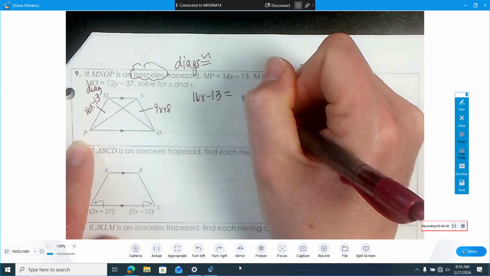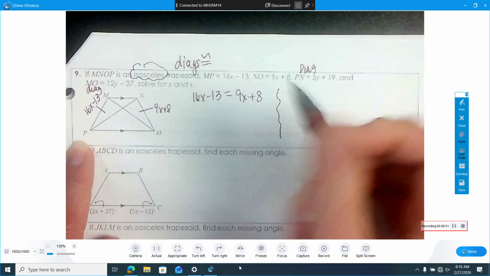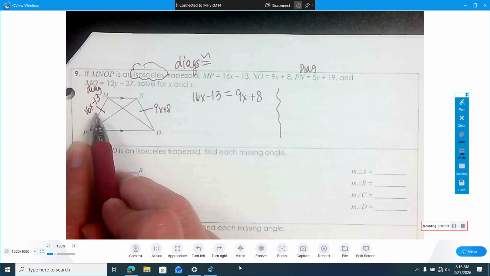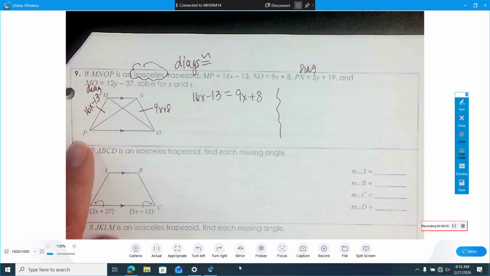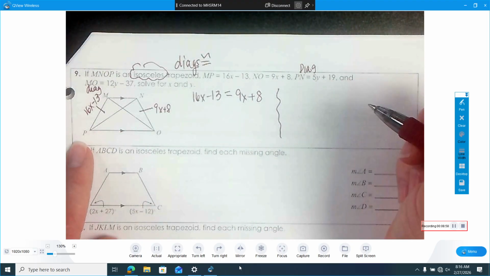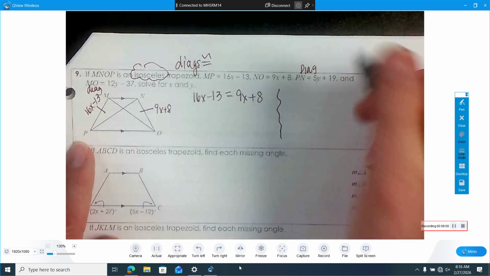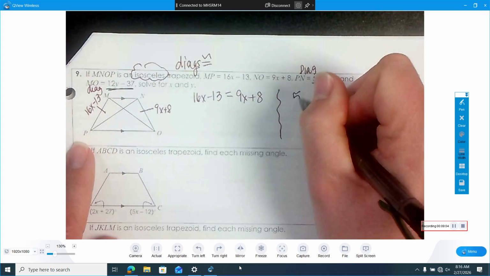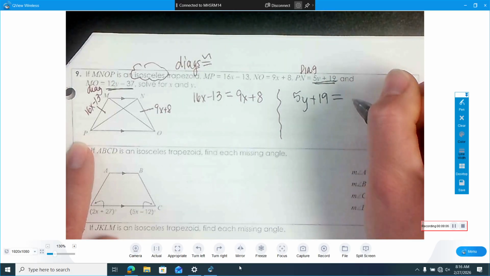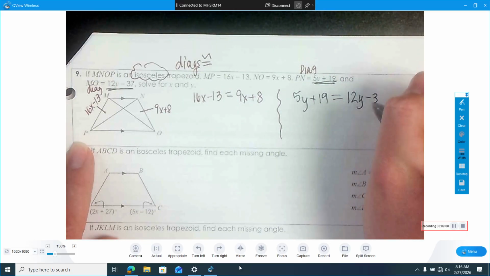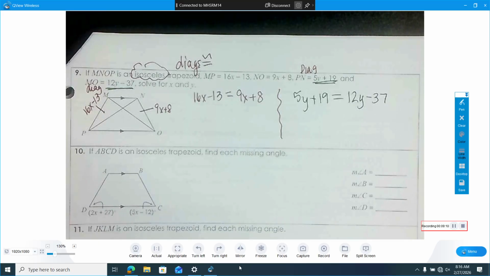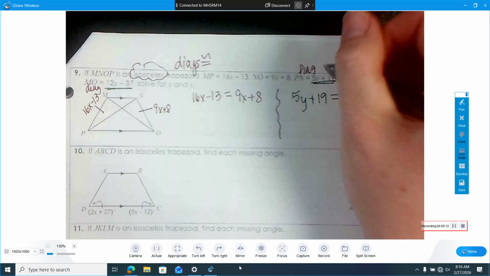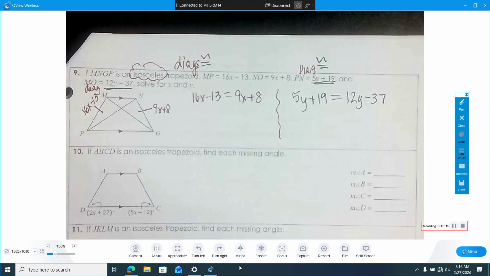16x minus 13 is equal to 9x plus 8. Very good. That would be my congruent legs. Legs are congruent. Okay, what's my second equation? Diagonals. Yes, my 2 diagonals. So 5y plus 19 is going to be equal to 12y minus 37. My diagonals are also congruent. So I'm just recognizing what I'm looking at, and then we can go from there.